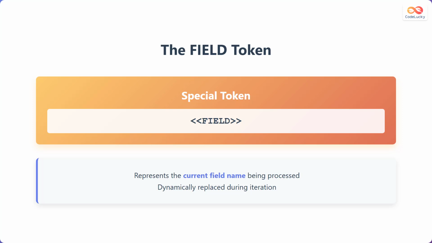The <<FIELD>> token is a special placeholder used within the foreach command's eval expression. This token represents the current field name being processed during each iteration. When the foreach command executes, it automatically replaces this token with the actual field name for each field that matches your pattern. This dynamic replacement allows you to reference both the field name and its value within your eval expressions. The field token is essential for creating flexible expressions that can work with any field name that matches your specified pattern, making your code reusable and scalable.